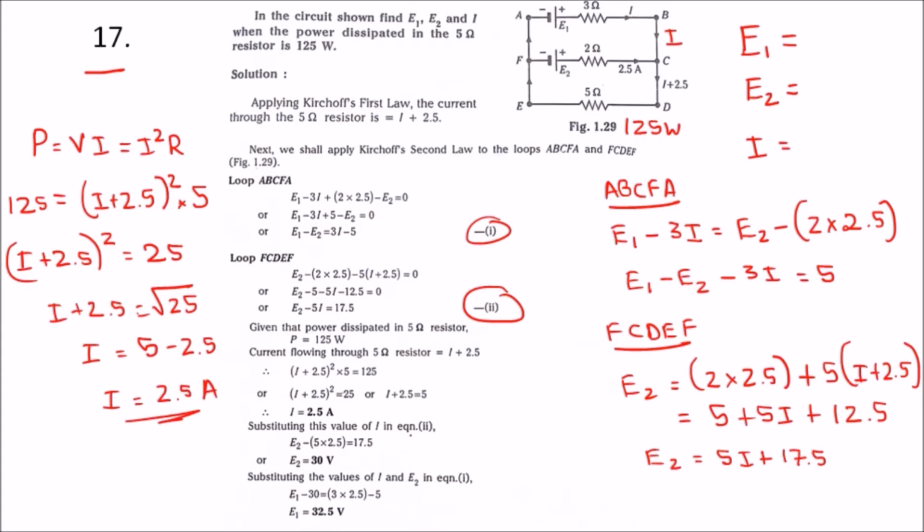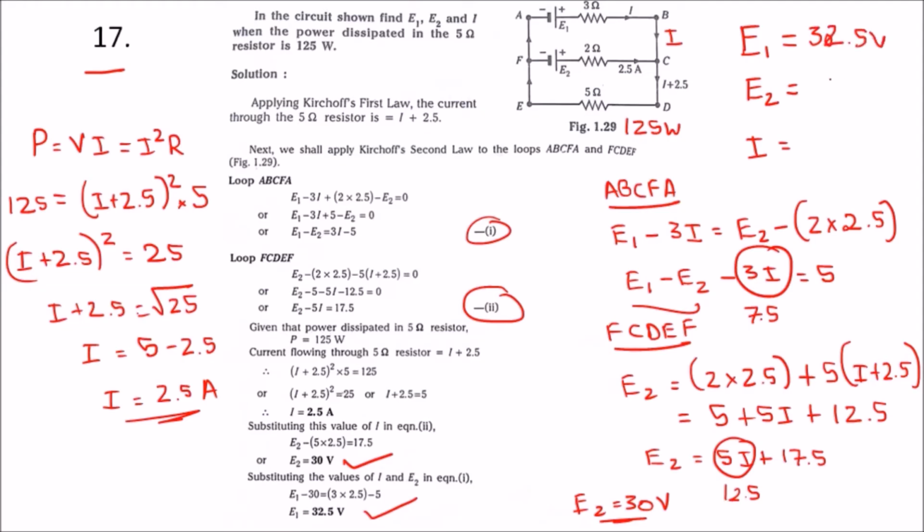When we substitute this I value here, we get 12.5, and E2 will become 30 as given here. Once we get E2 as 30, we substitute it in equation number 1 and we get E1 as 32.5. So the final answer is 32.5 volts, 30 volts, and I is 2.5 amps.